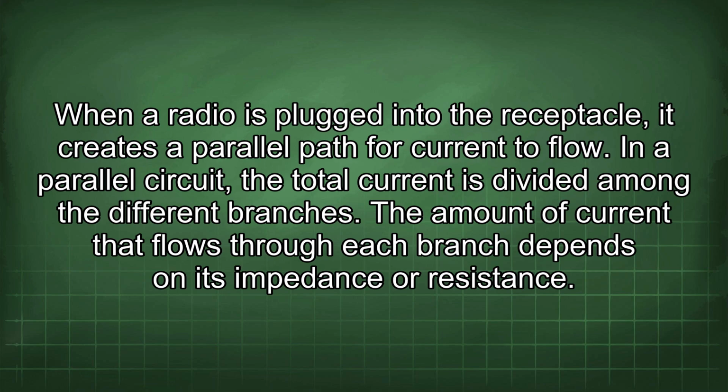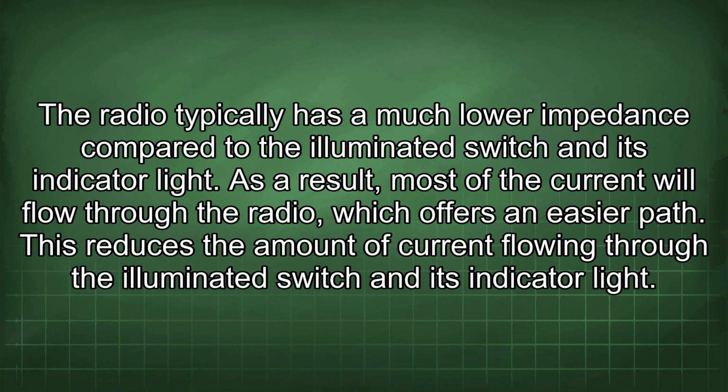In a parallel circuit, the total current is divided among the different branches. The amount of current that flows through each branch depends on its impedance or resistance. The radio typically has a much lower impedance compared to the illuminated switch and its indicator light. As a result, most of the current will flow through the radio, which offers an easier path. This reduces the amount of current flowing through the illuminated switch and its indicator light.